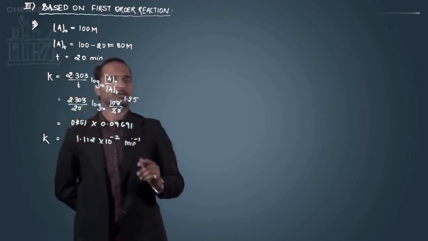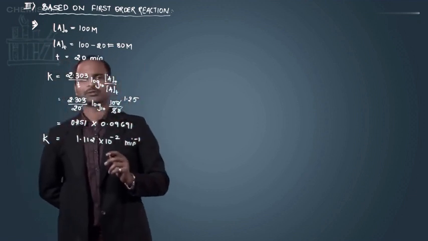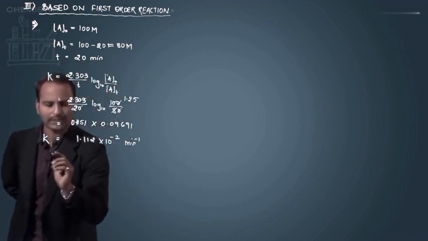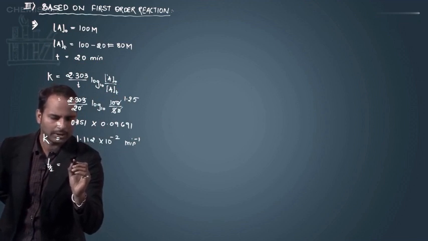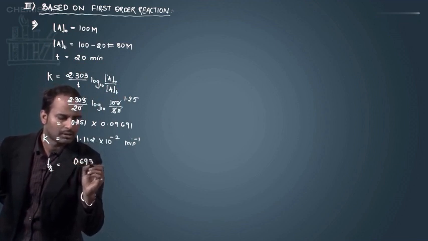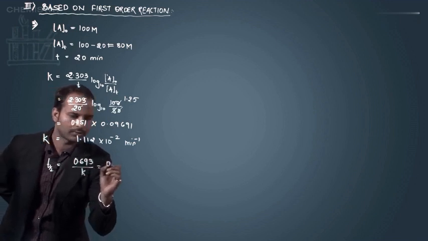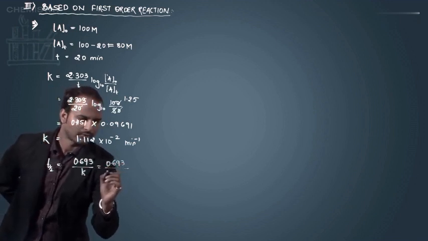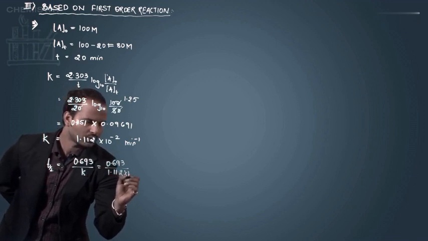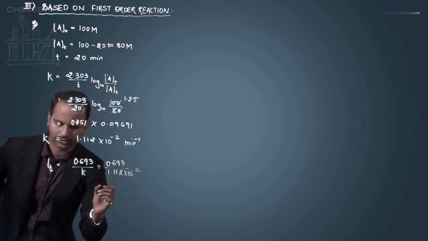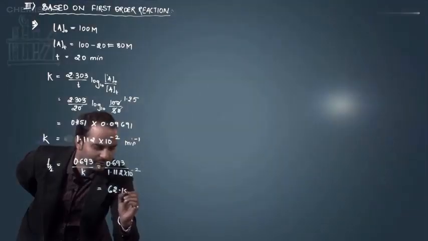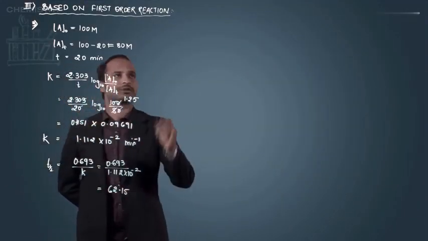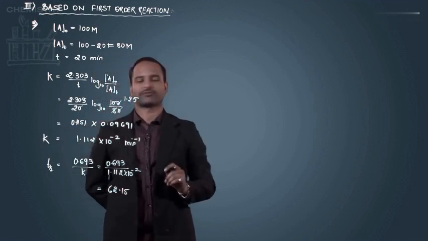Okay, after getting K, next we have to calculate the time required for the 75% completion. As I said, for that we require T half, that is the half-life period. So it is 0.693 upon K, which is equal to 0.693 upon 1.112 into 10 raised to minus 2, which is equal to, the T half is equal to 62.15. After getting the half-life period, we have to calculate the time required for 75% completion.